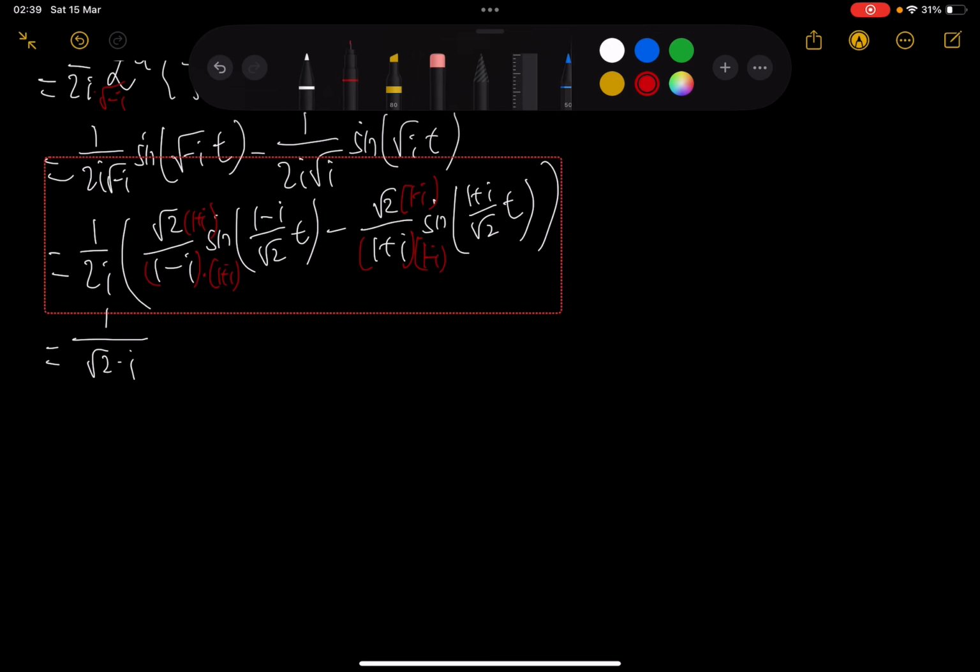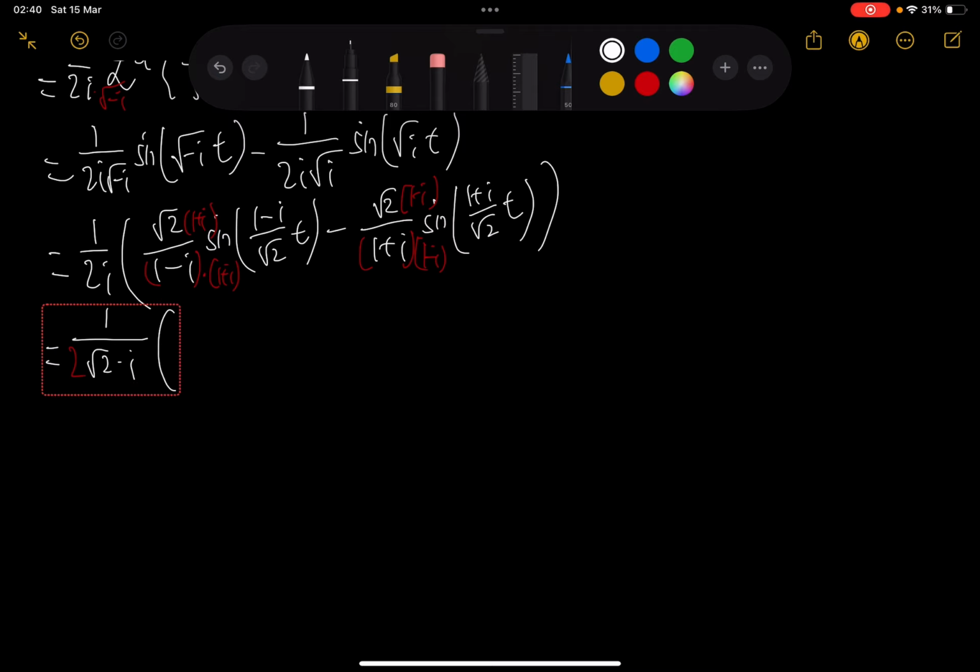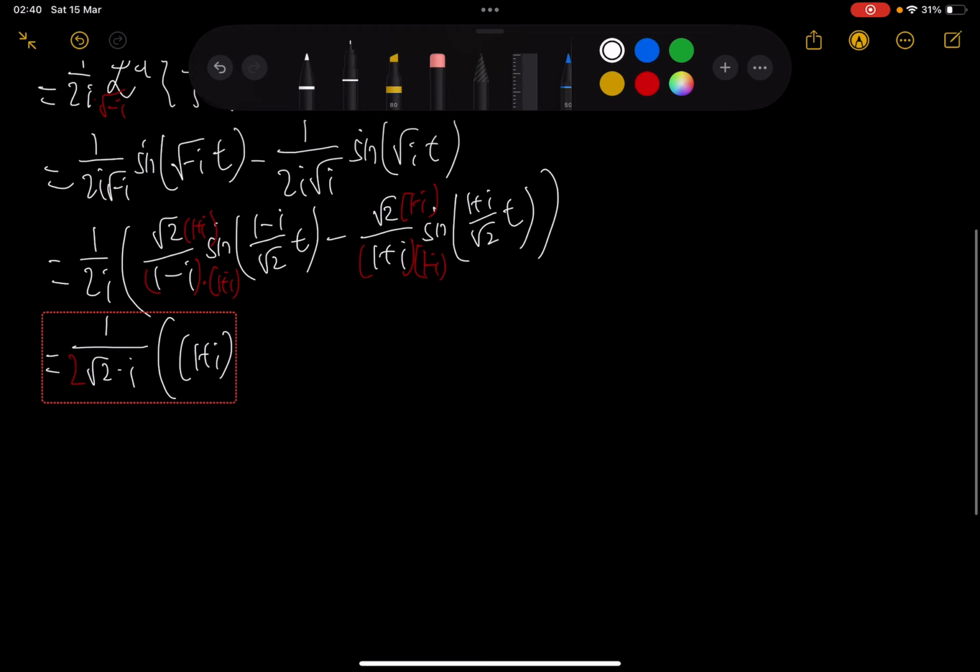And here, 1 minus i times 1 plus i, which is 1 minus i squared, will give you 2 here. So we can factorize that 2. So we have 2 here. Factor out the 1 over 2, so you can get 1 over 2 times square root of 2i here. And then after factorizing square root of 2 and then 2 outside, you can get 1 plus i. And then I'm going to just distribute the t here.